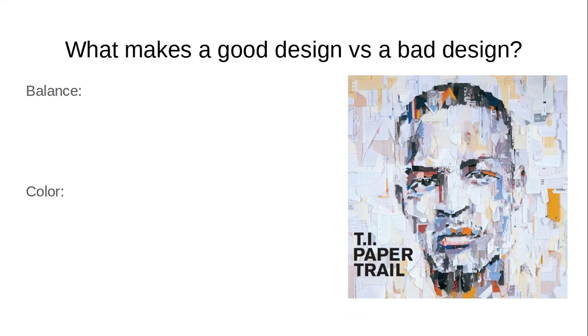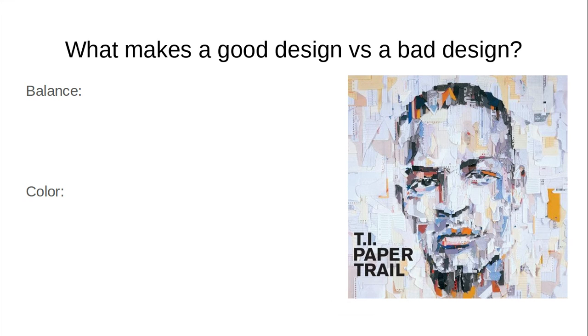Here in our example, I have the album cover to T.I.'s Paper Trail. The interesting thing about this album cover is that the title relates to the way the album cover itself was made. It is titled Paper Trail, and his own portrait on this album cover is created by a paper collage, in which all of these pieces put together, used by color and shape, create his interesting portrait.